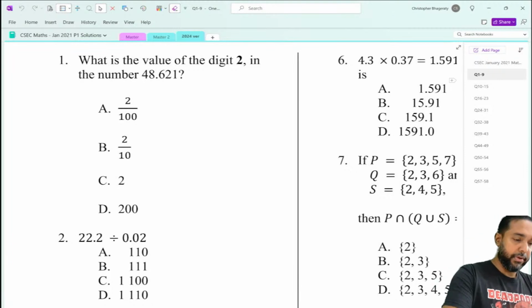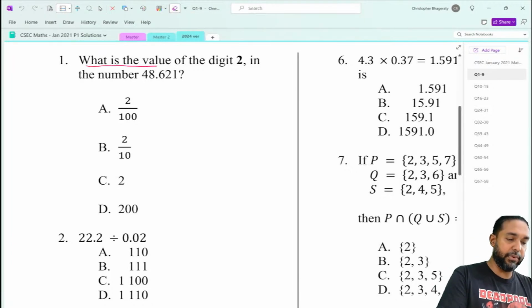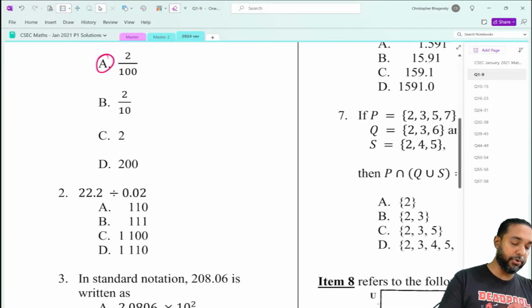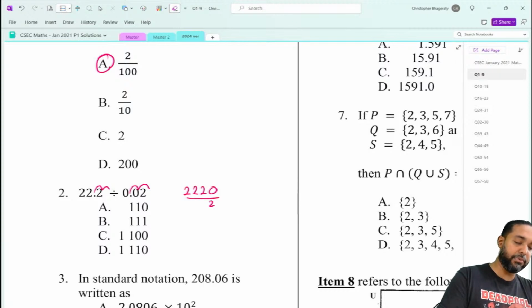Let's dive in and see what we could do. So, what is the value of the digit 2 in this number? Right, so that is the tens, the ones, the tenths, and the hundredths place. So that's 2 out of 100 as option A. So we'll just kind of circle. Next, 22.2 divided by 0.02. To deal with this, we want to move the decimal point 2 spaces here and 2 spaces there. So what we're going to get is 2020 divided by 2, which will give us exactly 1010.